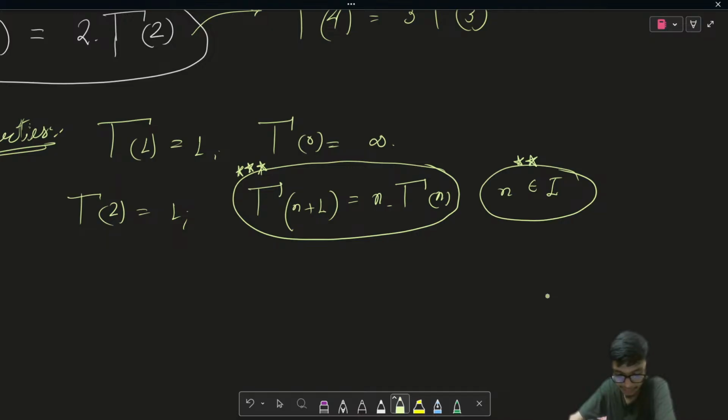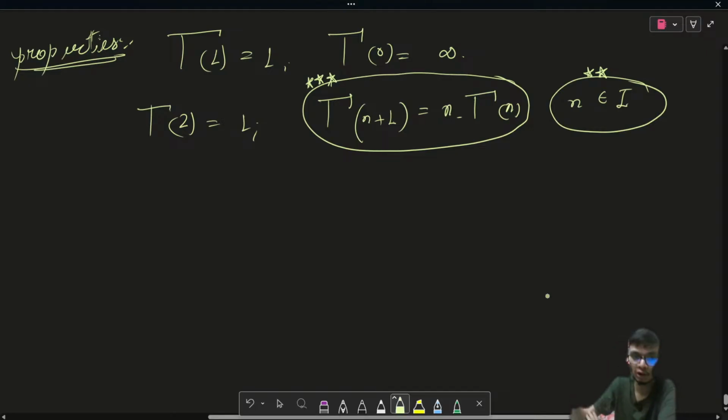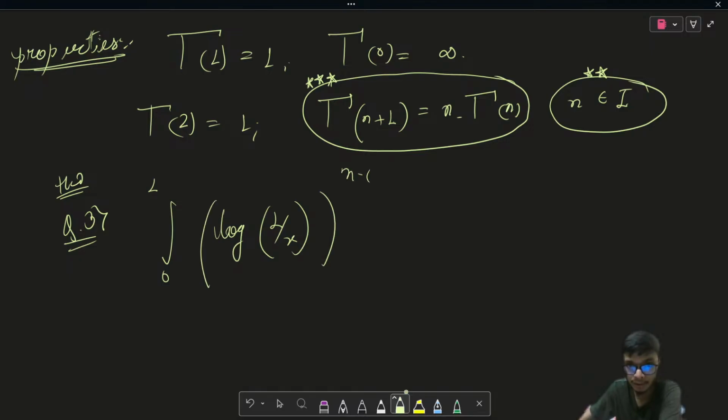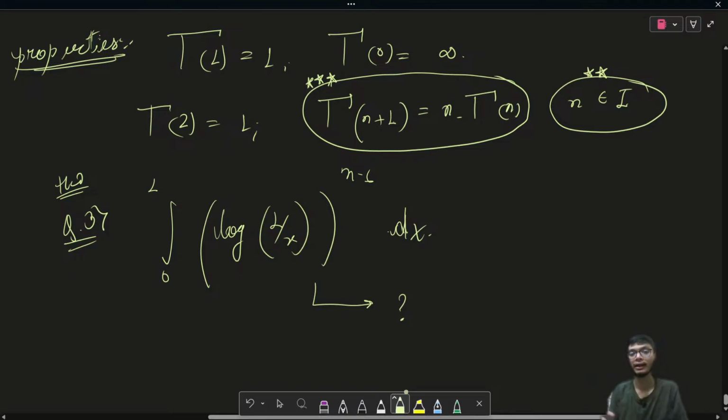Once this is clear, you are now in a position to solve a very interesting problem that can be easily solved by using the gamma function. That will be the third homework problem. The question is the integral from 0 to 1 of natural log of 1 upon x, whole to the power n minus 1, dx. This will be the homework problem for all of you. Please try to see how you can integrate this using the gamma function to get the quicker solution, and let me know the value of this integral.